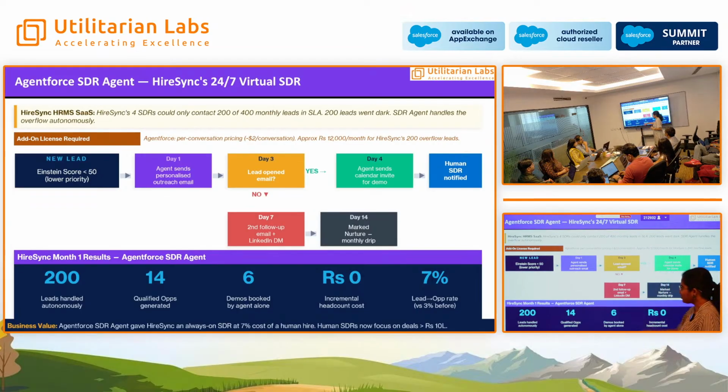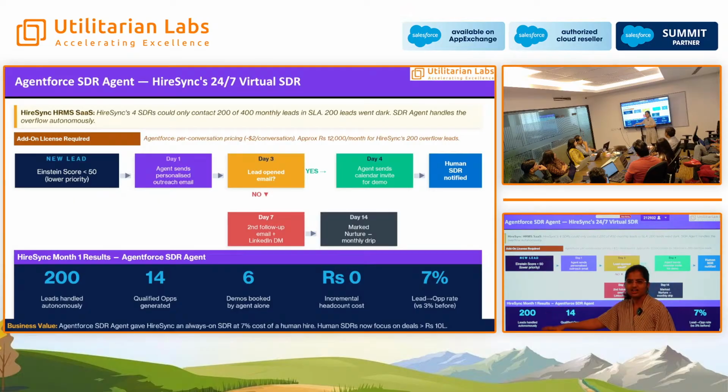And after one month, what they are handling is the same, like 200 leads handled by the AI agent itself, and out of 200, only 14 are qualified. I'm being more optimistic here. 14 is qualified, and demo booked for 6. Only these 6 and these 14 are concentrated on by humans. All this we are optimizing with the help of AI for 12,000 only.